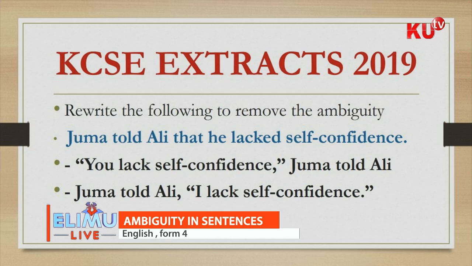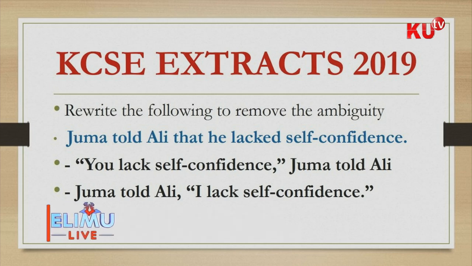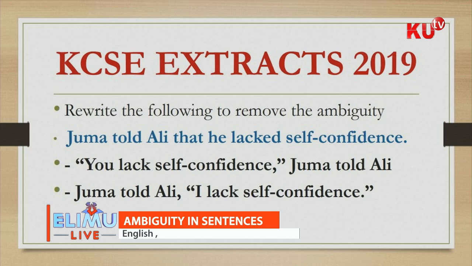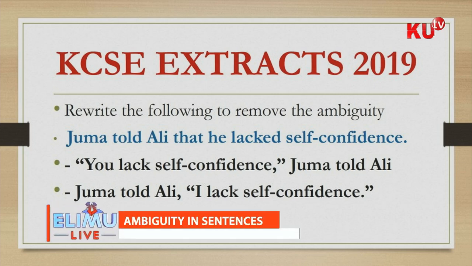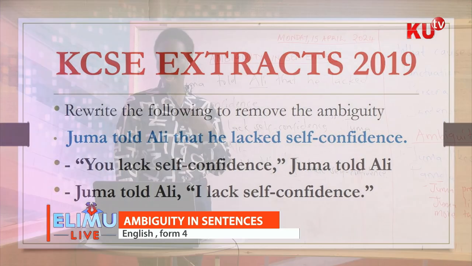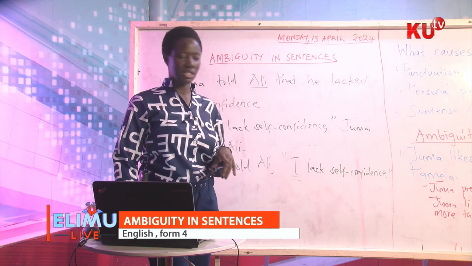So in our first answer, you lack self-confidence, it is Ali who lacks self-confidence, and so Juma is telling him that he lacks self-confidence. So you refers to Ali. Then in the second statement, Juma told Ali, Juma again is telling Ali, but in this case, Juma is referring to himself. So Juma is referring to himself, and then Juma says, I lack self-confidence.